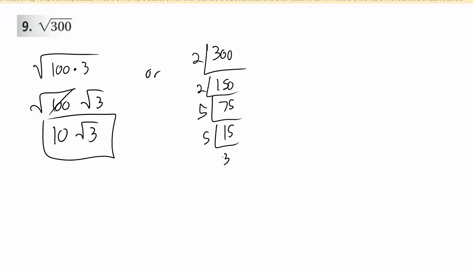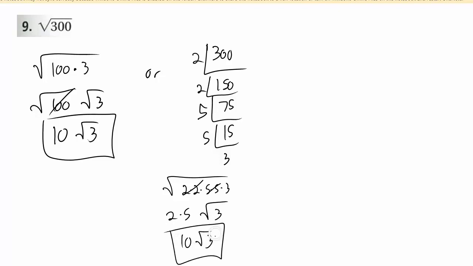Here I'm using the little wedding cake method, and I'm pulling out the twins. So there's a 2, 2, 5, 5, 3. Since there's two 2's in the radical, that makes one 2 outside the radical. Same with the 5's, and you still get 10 square root of 3. So that's the other way of doing it.